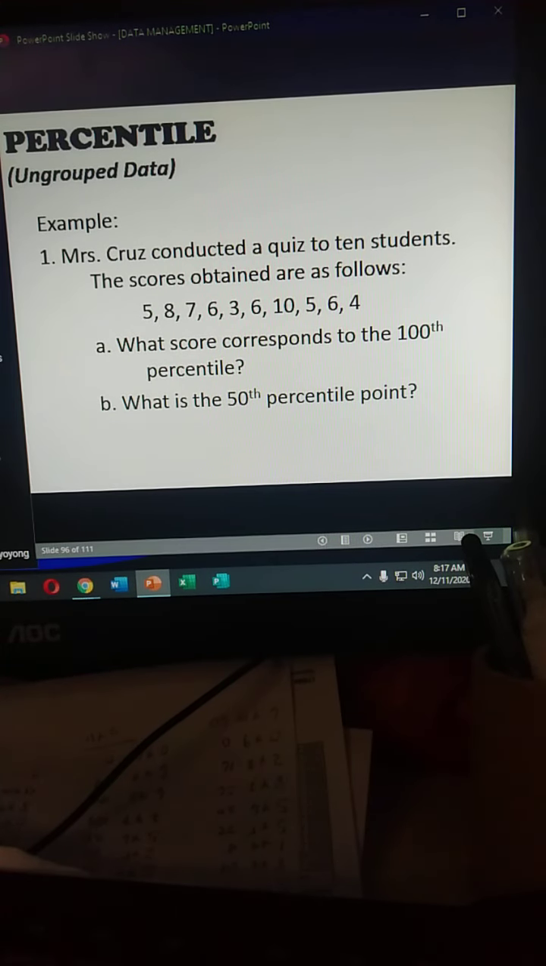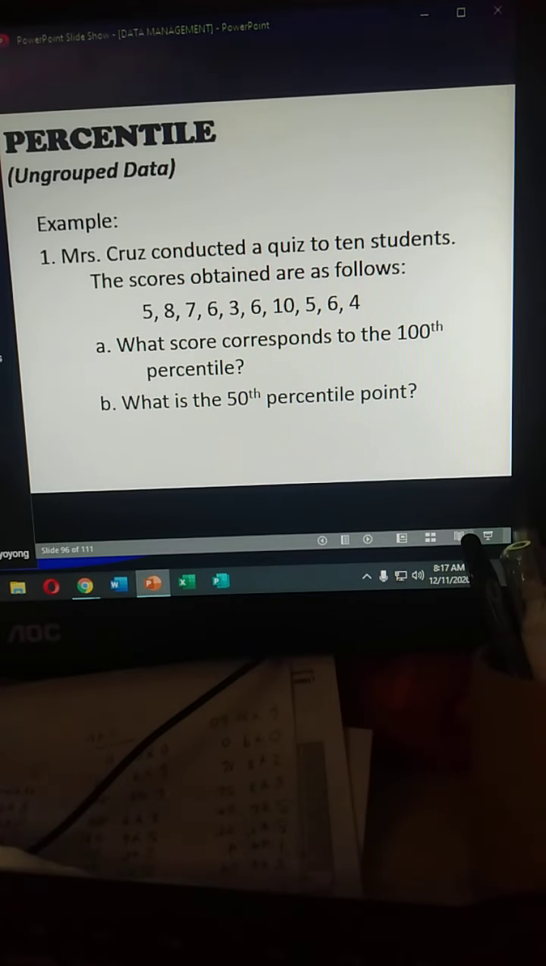Percentile for ungrouped data. Example: Mrs. Cruz conducted a quiz to 10 students. The scores obtained are as follows: 5, 8, 7, 6, 3, 6, 10, 5, 6, 4. Now, what score corresponds to the 100th percentile? And what is the 50th percentile point?